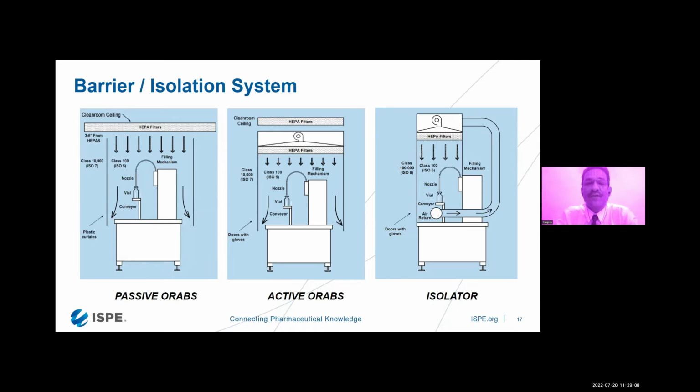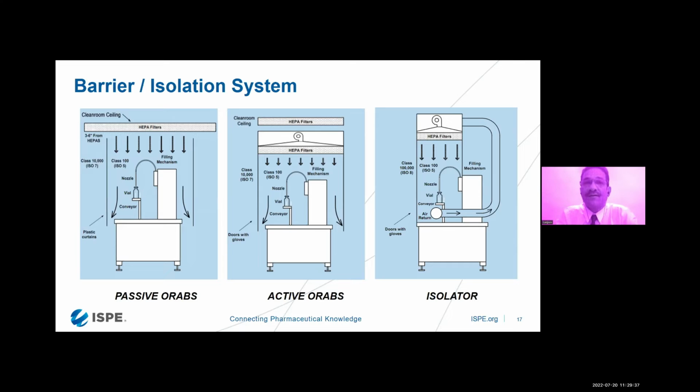So in case of an active ORABS, you will be taking the air from the room and circulating it within the machine with the help of the blowers and the HEPA filters, which will give you the laminarity. When we talk about the isolator system, I always say it's a room within a room. It's a room which is completely sealed from the outside environment.